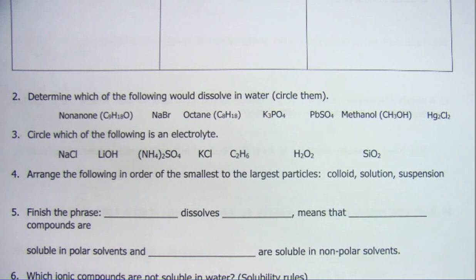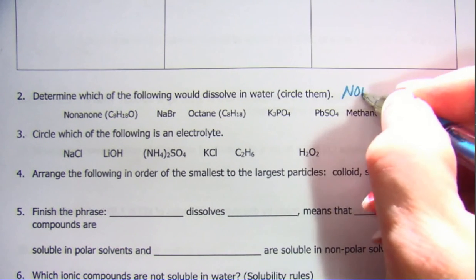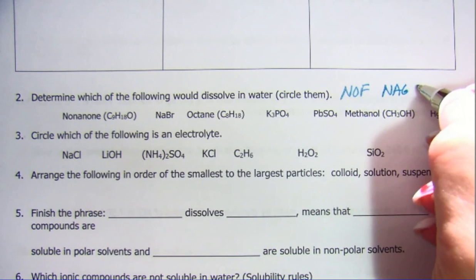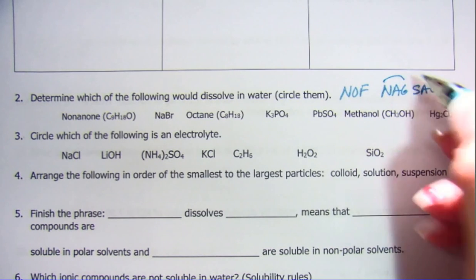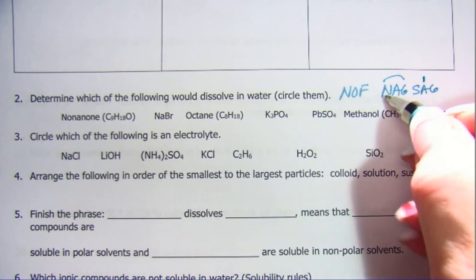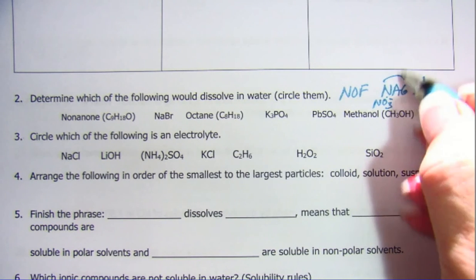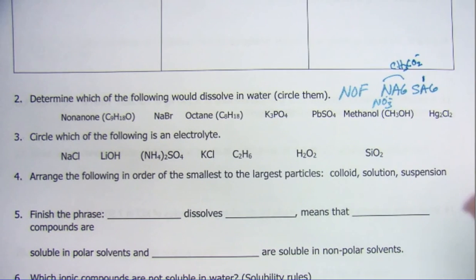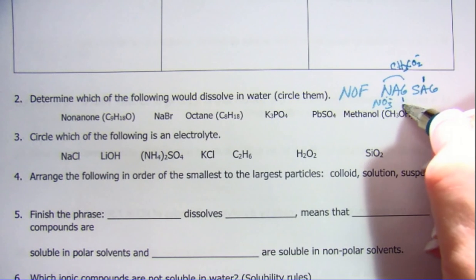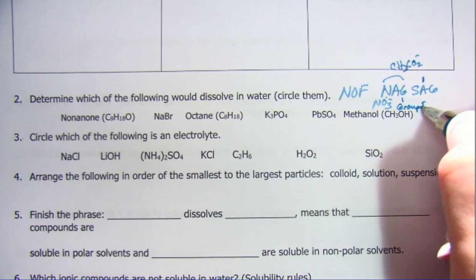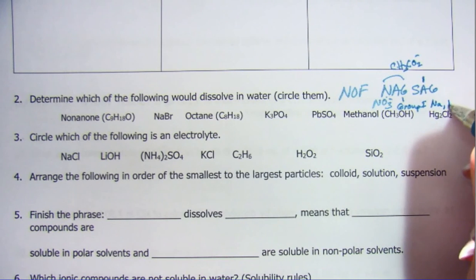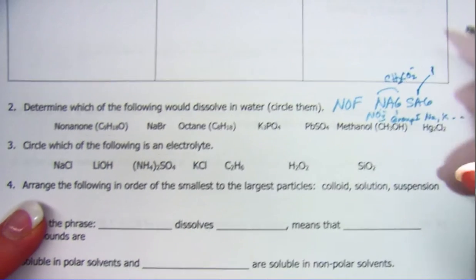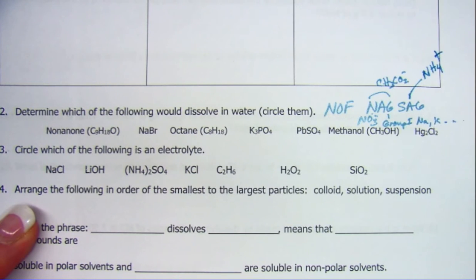So remember, when we're dissolving something in water, we want to remember NOF: nitrogen, oxygen, fluorine directly connected to a hydrogen, and we want to remember NAG-SAG. On NAG-SAG, the N, A, and G are always soluble. N is nitrate, NO3 minus. A is acetate, CH3CO2 minus. And G is group 1 metals, like sodium, potassium, that column. And this A is ammonia, which is NH4 positive.